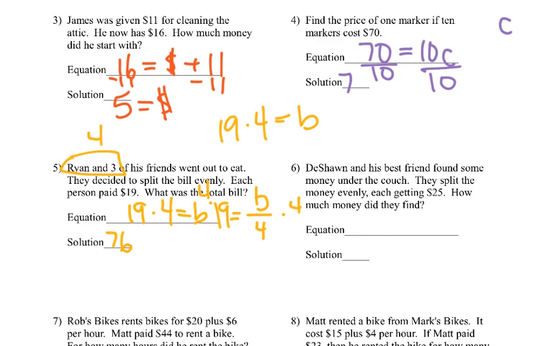Okay, number 6. Deshaun and his best friend found some money under the couch. They split the money evenly, each getting 25. How much money did they find? Okay, again, kind of same thing. How much did they find? We'll call it F for finding the money. So 2 people, they took the total amount they found, divided it by 2, and that was equal to 25. So, times both sides by 2, and we get 50 for the amount found.